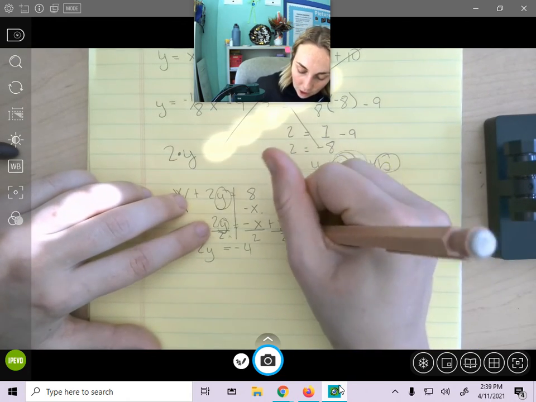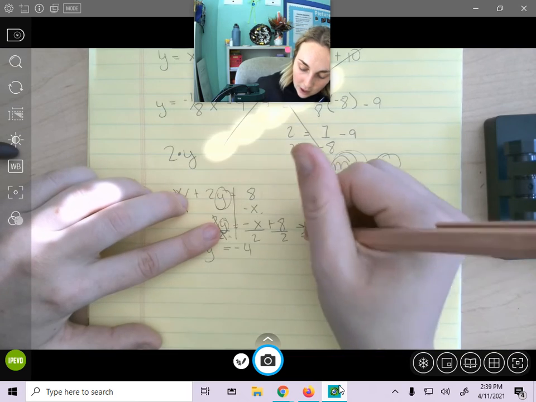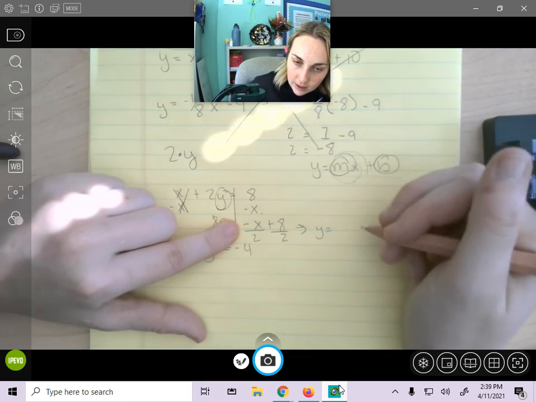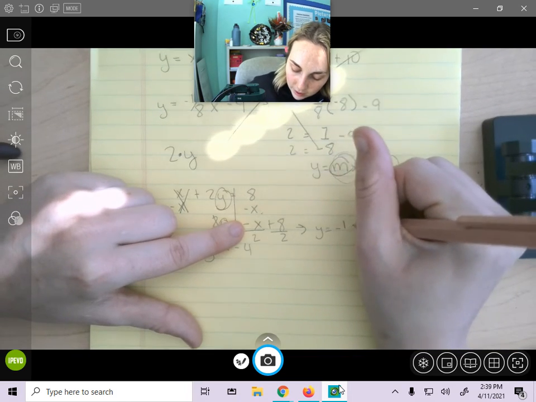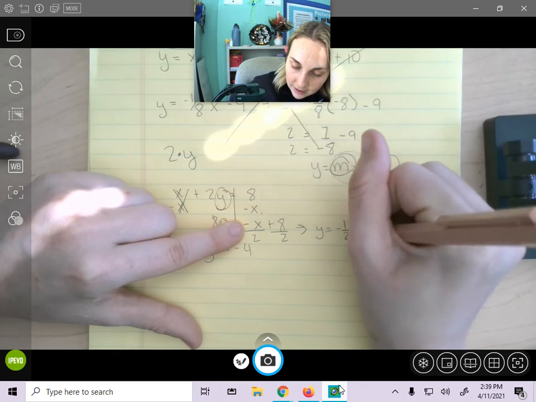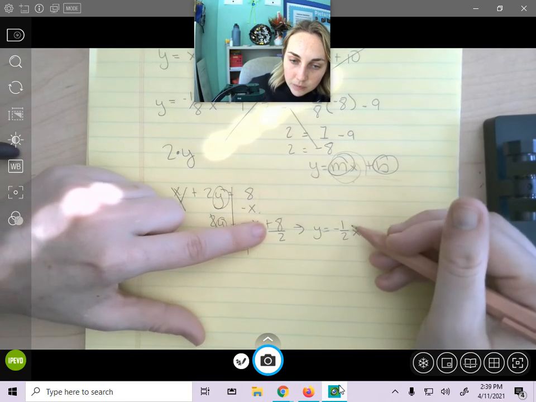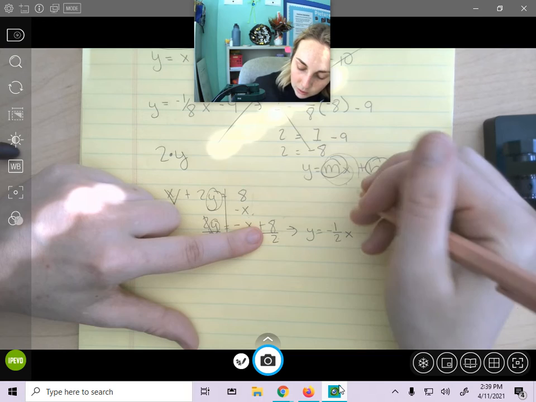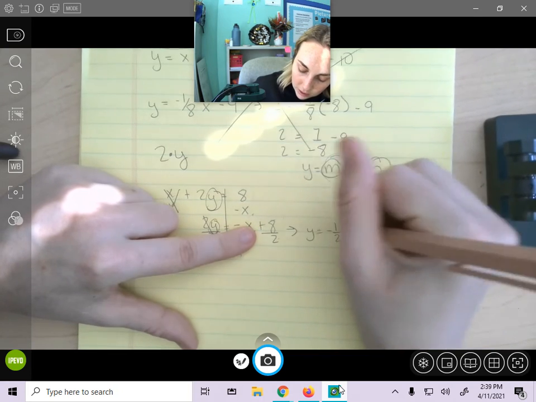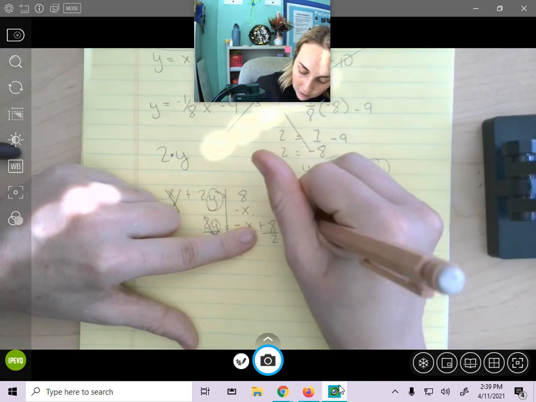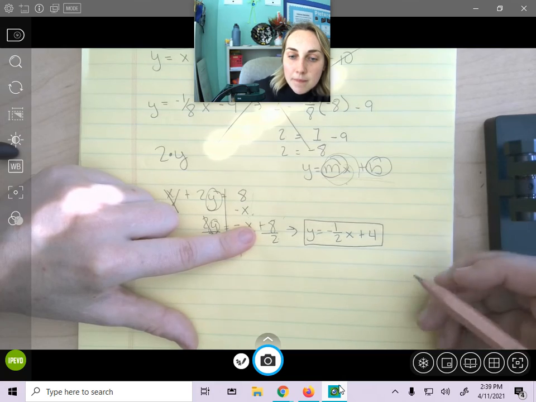Okay? So let's solve it. These canceled out, they're opposites. This is going to turn into negative 1 over 2x, okay, so our slope's going to be negative 1 over 2. And then 8 divided by 2 is going to give me a plus 4. So this is our first equation, okay?